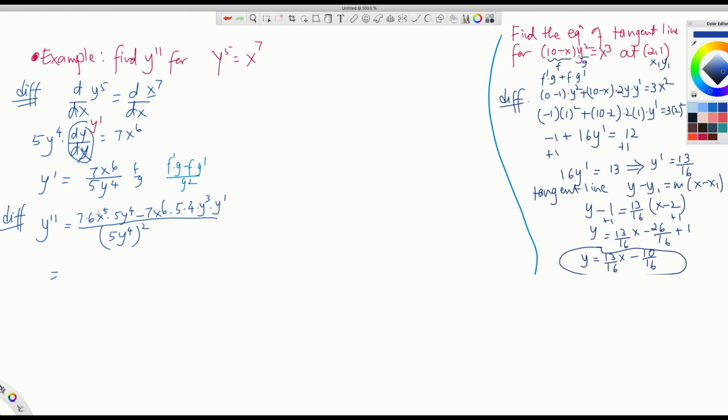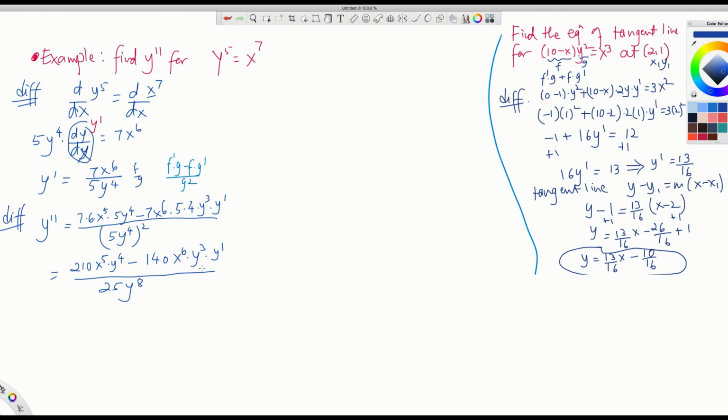So how much is that? 7 times 6 is 42, times 5 is 210. So 210 x to the 5 times y to the 4, minus, how much is that? 7 times 7 times 5 is 35, times 4 is how much? 140, and then x to the 6 times y to the 3 times y prime, divided by 25 y to the 8, right?